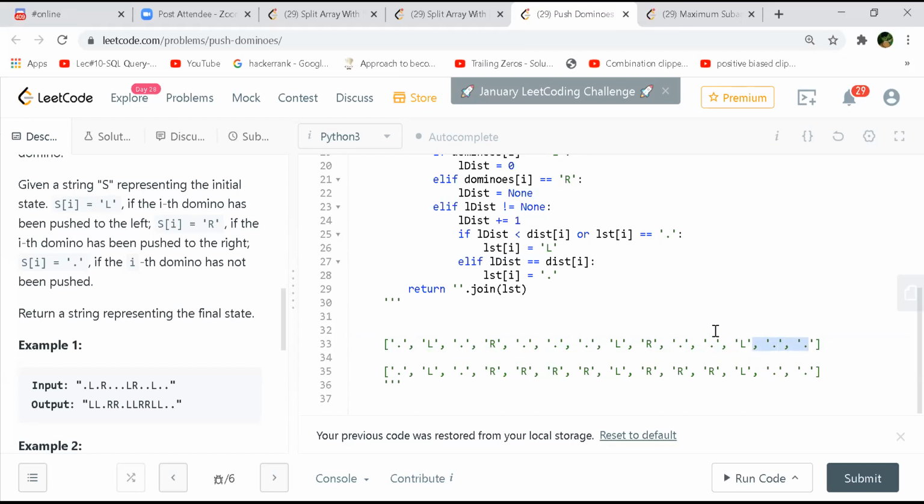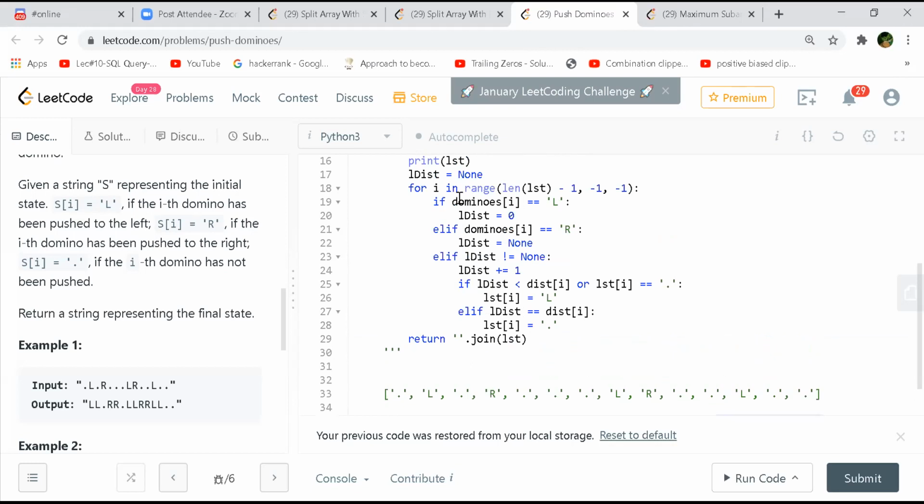Now I'll go the other way around, from the back side. I'll traverse this from right to left. If the domino is L, then the L distance will be 0, and if it is R, then you don't need to do anything. You make that distance as null. And here we are comparing if the left distance is less than the distance at the current position. So this is for which dot is stable. Like here, this side is left and this side is right, so they are not consecutive. Whatever is here will remain as a dot itself.